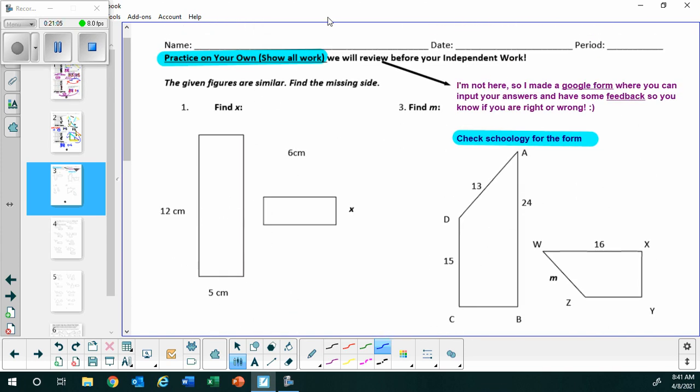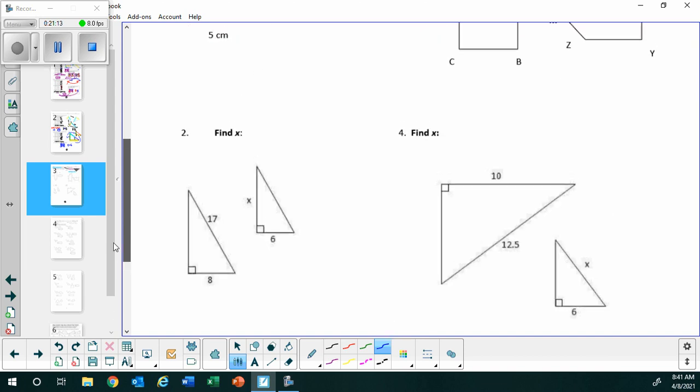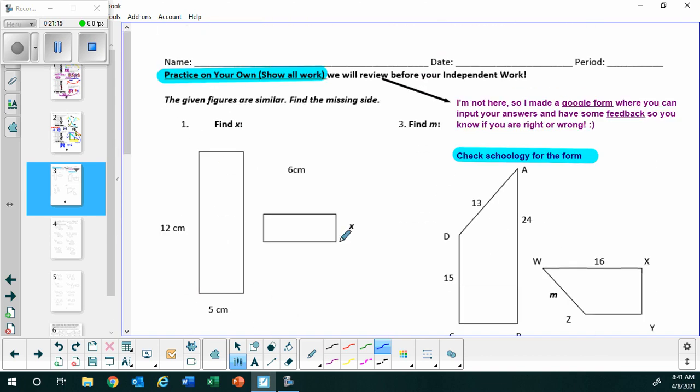And it says at the top that we would review it together, but since I'm not with you guys, I made a Google form. So after you answer these 4 questions in your packet, you are going to submit the answers into a Google form so that you can have some feedback, so you know if you were right or wrong. You can just check Schoology to get that form. Most of you are just going to do the paperwork right now, and then when you're done, that's when you go get the Google form.